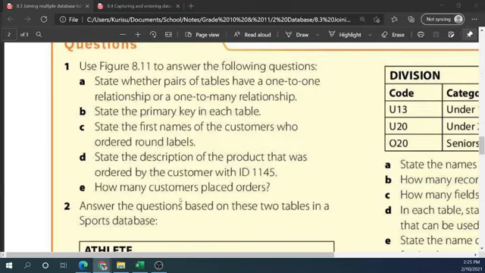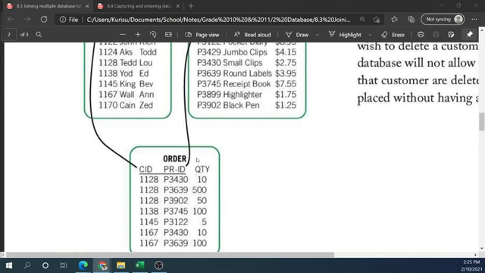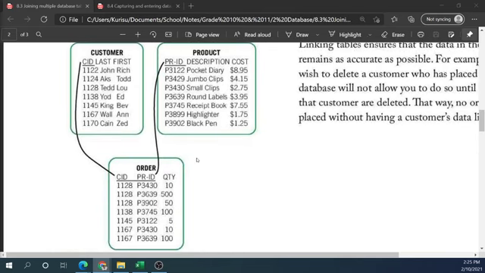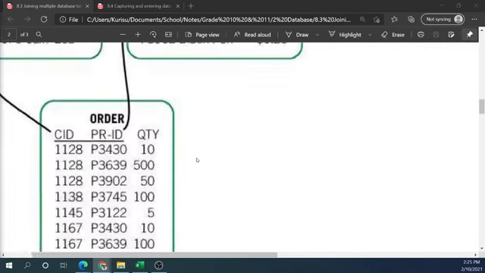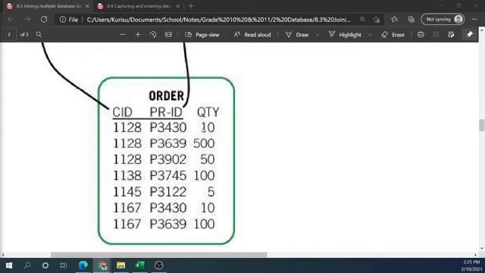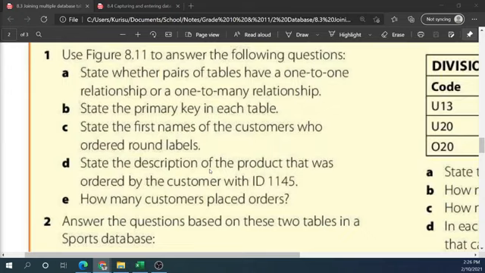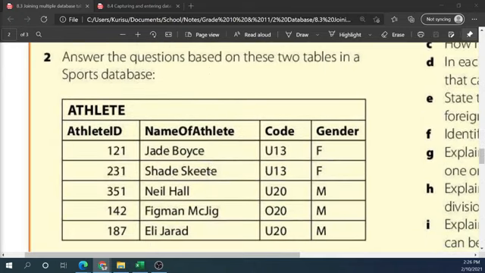So, E, how many customers place orders? Sir, 7 customers. Final answer? No, 3. Why 3 now? Wait, no, 4. Why 4? Because some of them are repeating, so it's the same customer. Exactly. So remember, one ID represents one customer. So if it's repeating, it's the same customer. So it's only 4 different IDs. So it's 4 customers place orders here. See how simple the homework is?